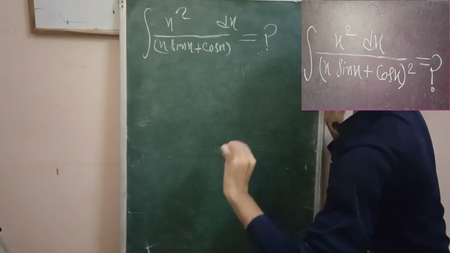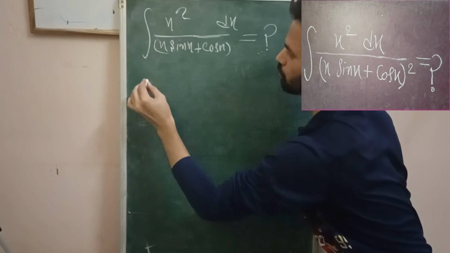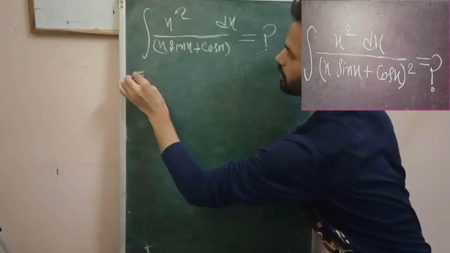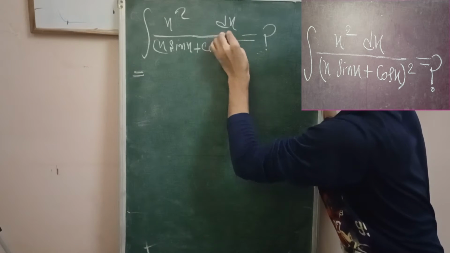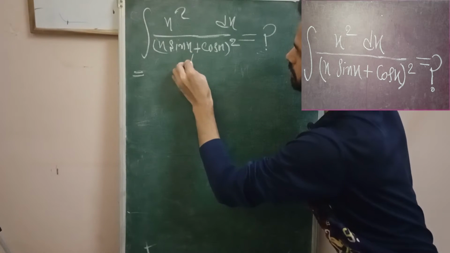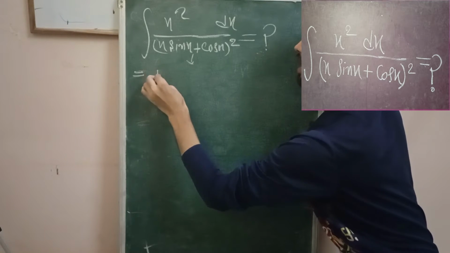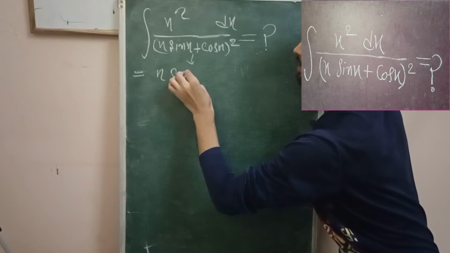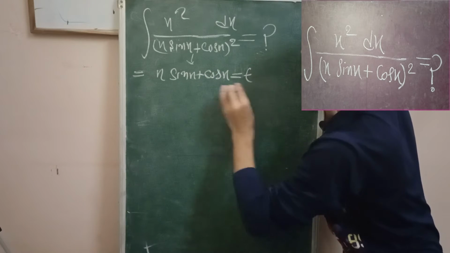Okay, so then you can see. So now what we can do, this is sine. So now see how you can do. This is whole square. Okay, so now do this. For that what we will do, just put this denominator base equal to t, that is x sin x plus cos x is equal to t. Just put this equal to t.